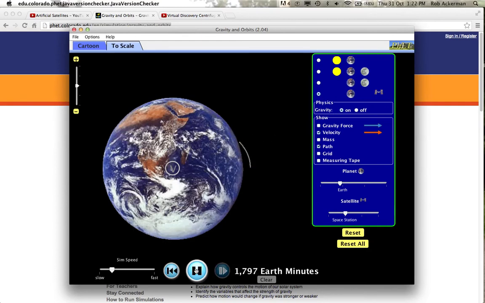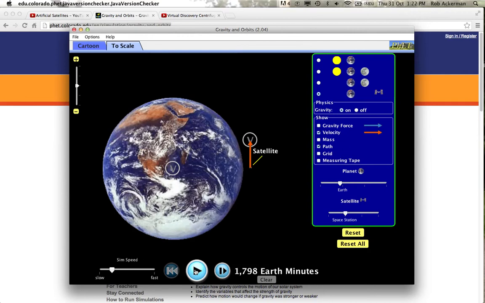Could we get our satellite to not crash? Because that would be nice, I'm sure, from the point of view of the designers of the satellite, as well as the people who want to use it to collect information. Well, sure, we can get it to not crash. Let's try throwing it or launching it faster. So I stretch out the velocity vector. Now let's see what happens.